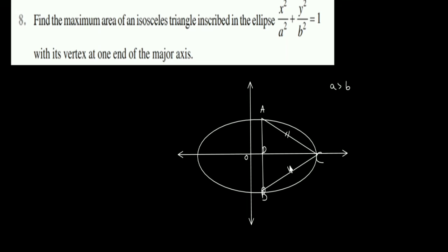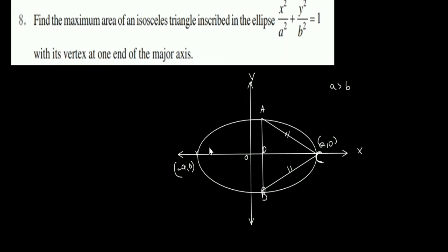So let's consider ABC is an isosceles triangle with its vertex at one end of the major axis. So this is the vertex C and it is at the end of the major axis. So this is an ellipse. In an ellipse, you know that the x-axis is the major axis and the y-axis is the minor axis. This length OC is a comma 0 and this point will be minus a comma 0.